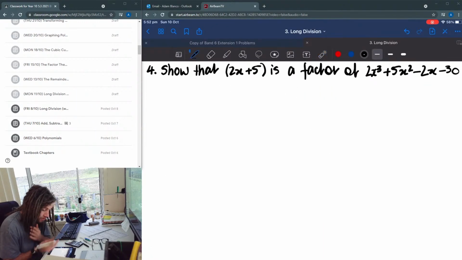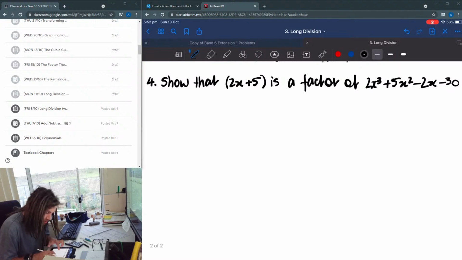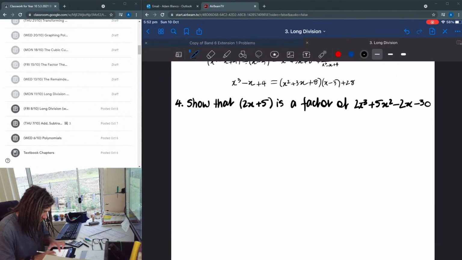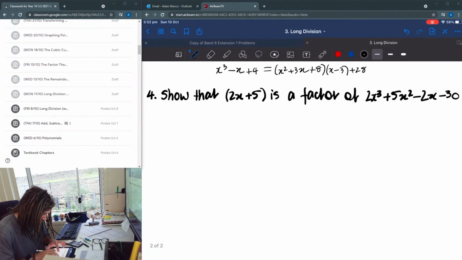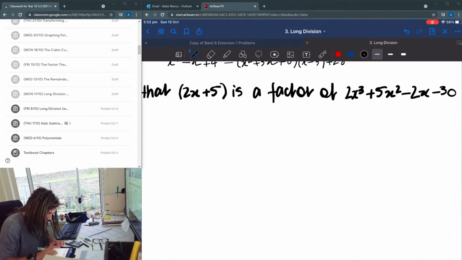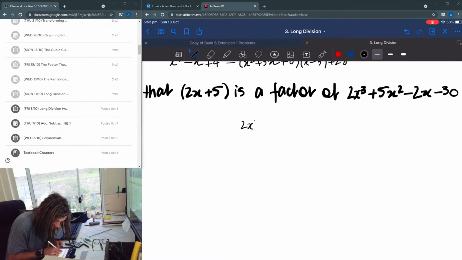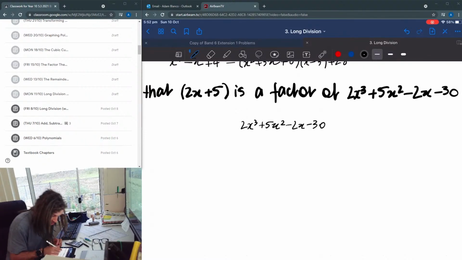The way I'm going to do it is using long division, because obviously these two things are polynomials and I don't know any other way. You can see me zooming. There we go. Okay, 2x cubed plus 5x squared minus 2x minus 30, divided by 2x plus 5.